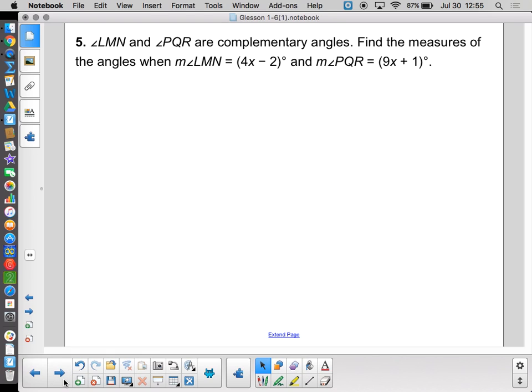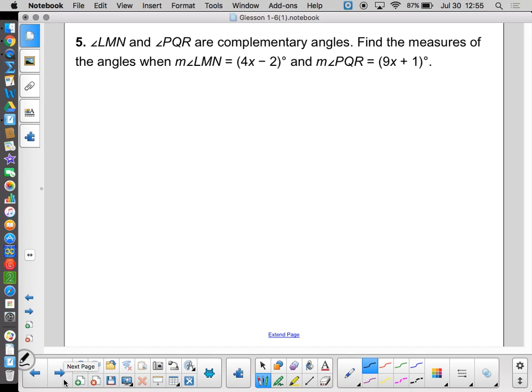Sometimes it might say that. Here's another one. Angles LMN and PQR are complementary angles. Find the measures of the angles when LMN is 4x minus 2 and PQR is 9x plus 1. So, I don't have a picture this time. If I'm confident with my definition, I don't need to make a model of this by drawing a picture. However, some people may say, I want a picture.